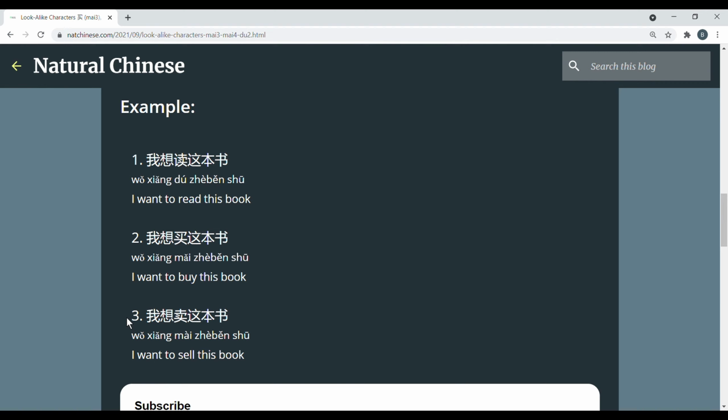And our last example sentence, you have 我想, and when we see this character, there are 2 strokes on the top, so this character is 卖, to sell. So we have 我想卖这本书, meaning I want to sell this book.